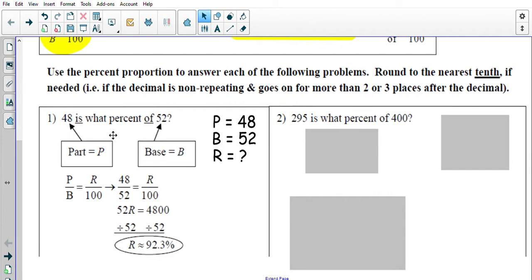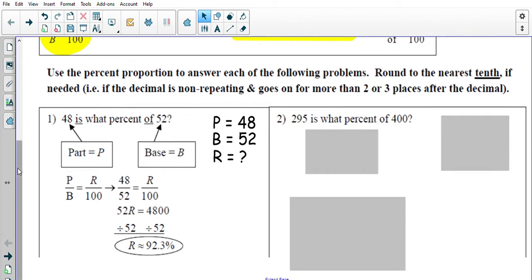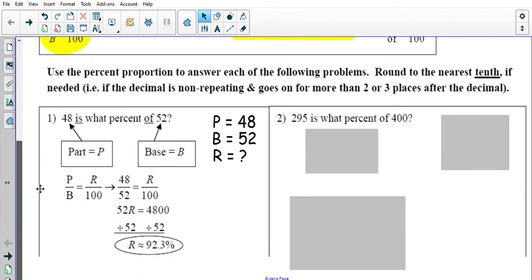So we plug them into our proportion. P over B is 48 over 52 equals R out of 100, and then we cross multiply to solve. I'm not going to go over the cross multiplication, all of those steps detail by detail, because we've seen that before. Now I'm going to go through these questions pretty quickly, so there may be times where you need to pause the video to jot things down, and that's no big deal.